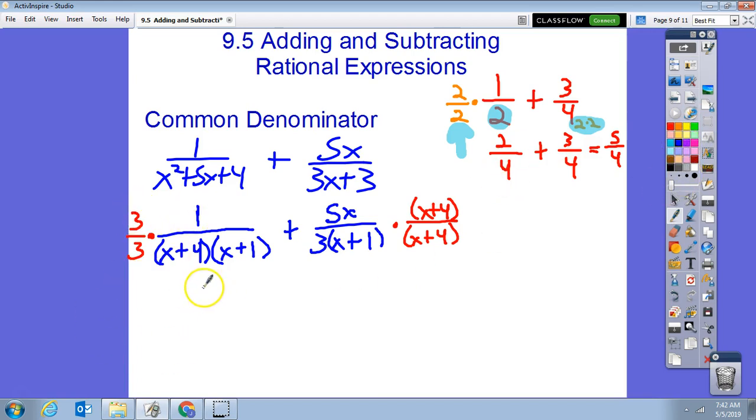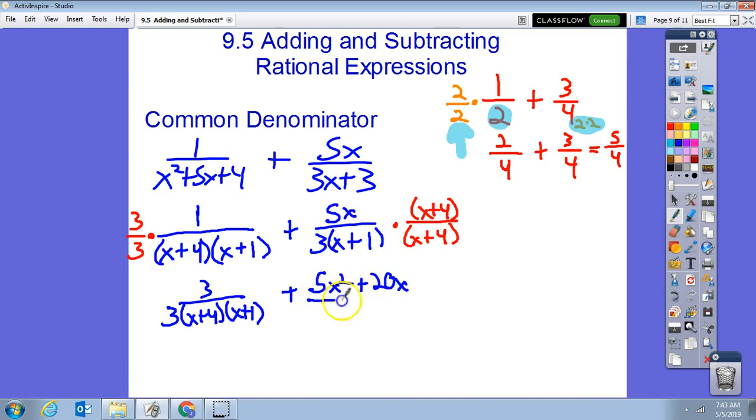3 times 1 is 3. Then you have your denominator 3 times x plus 4 times x plus 1. Technically, you could multiply those together, but it's okay if you just leave it just like it is. Then on the other one, we do the same thing. We multiply 5x times x plus 4. That's going to be 5x squared. 5x times 4 is 20x.